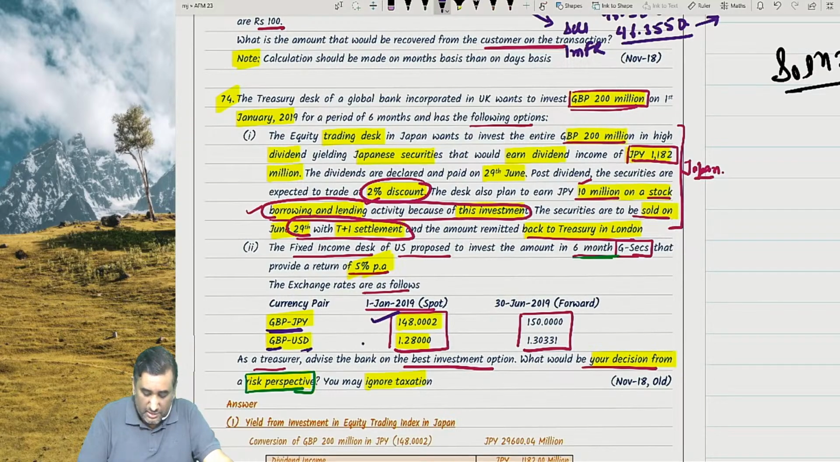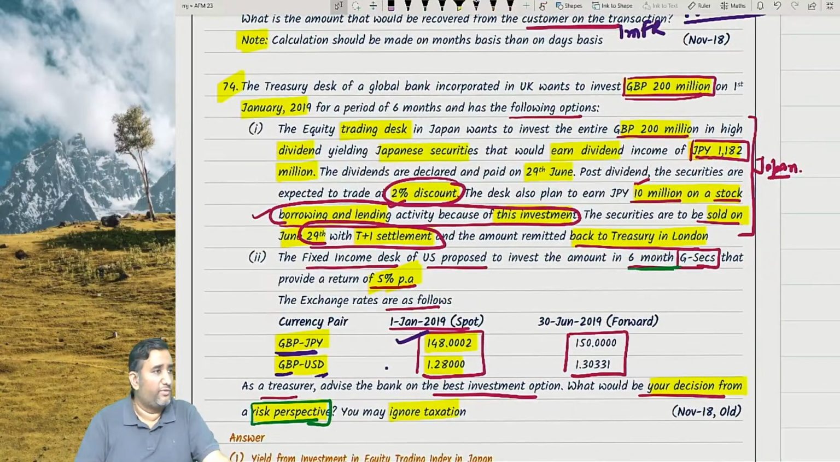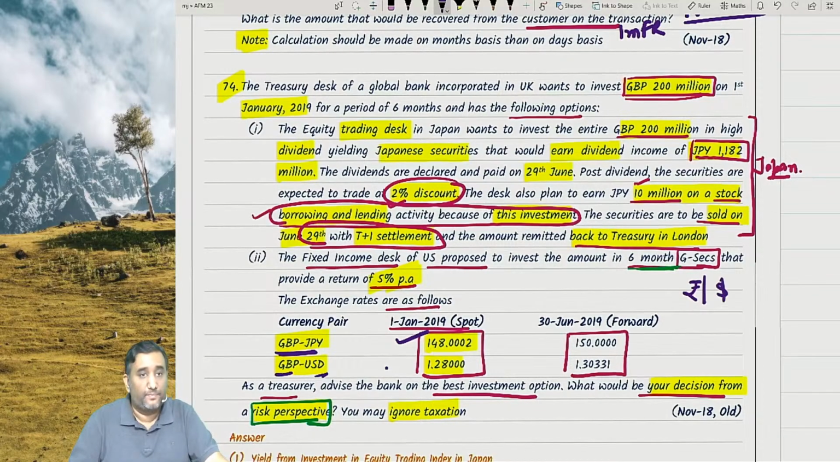GBP dollar, 1 GBP is equal to dollar. The problem is, these are actually the practical and correct way of writing rates. Whatever we were doing were all theoretical academic style. There are two ways of writing. When I write rupee by dollar, you write rupee by dollar. Academic style is $1 is equal to; practical style is 1 rupee is equal to dollar.